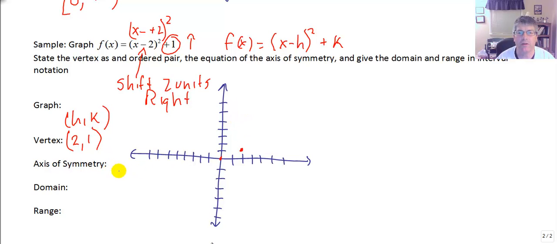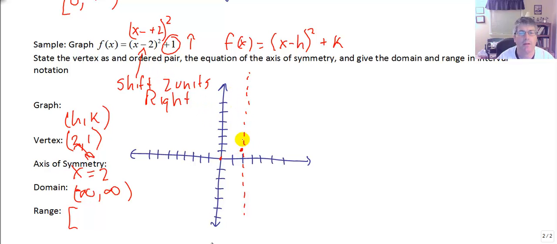The axis of symmetry, well, I know that's going to pass through the vertex. My axis of symmetry is going to be right here at x equals 2. As we saw in the last problem, our axis of symmetry is the same as the x-coordinate of the vertex. The domain is all real numbers, from negative infinity to positive infinity. And my range, my outputs are only going to be above the vertex, the y-coordinate of the vertex.